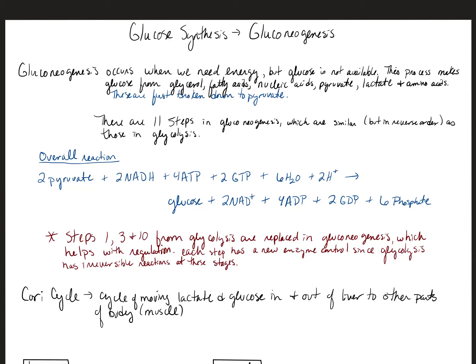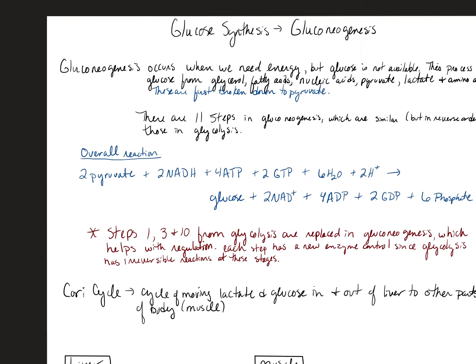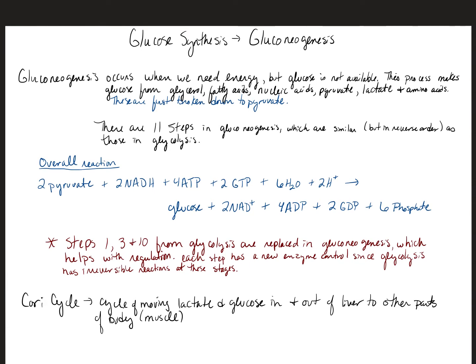Finally, we have a process called gluconeogenesis. Now, this is what happens when we need energy, but glucose is not available. So gluconeogenesis comes in, and it's a process that makes glucose from a wide range of things, including glycerol, fatty acids, nucleic acids, pyruvate, lactate, and even amino acids. And all of these are first broken down into pyruvate in order to make glucose.